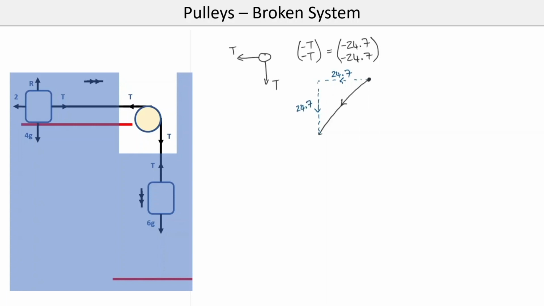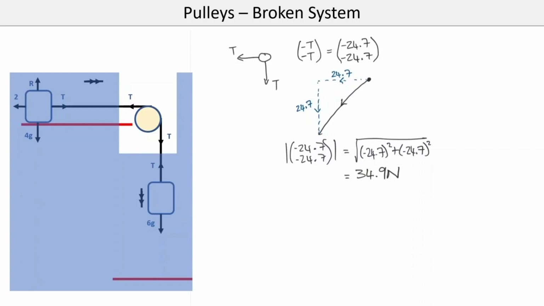The magnitude of this force acting on the pulley, we can find that by using Pythagoras. We've turned this into a standard, straightforward vectors question. What is the magnitude of this vector? The magnitude comes from squaring 24.7 and adding it on. Okay, when we calculate that, we get 34.9 newtons.